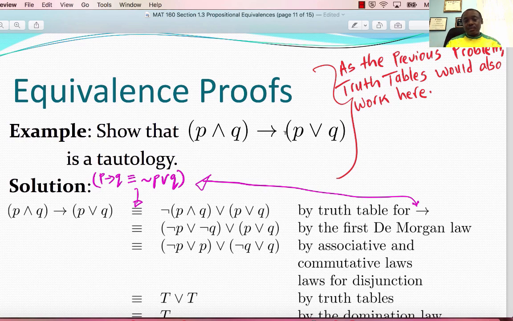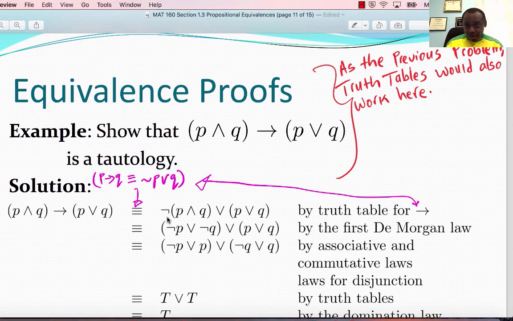But let's go ahead and look at a series of logical equivalences. Solution. P and Q implies P or Q. So we get stuck right here. How do we proceed? Then we remember that P implies Q is logically equivalent to not P or Q. In this case, all of this is your P and all of that is your Q. So all of this implies all of that is logically equivalent to not the first component or the second component.